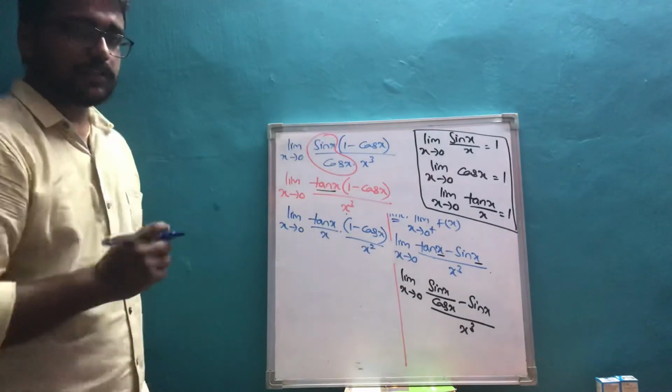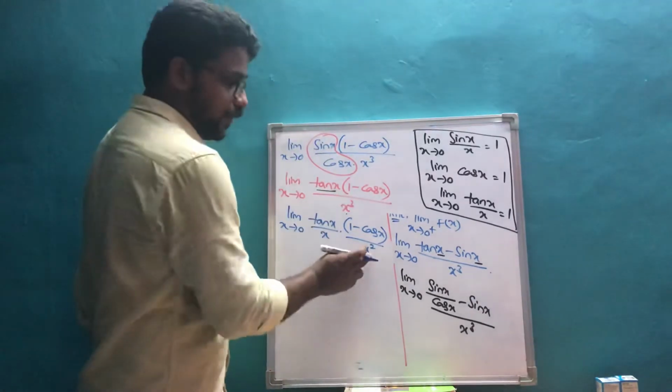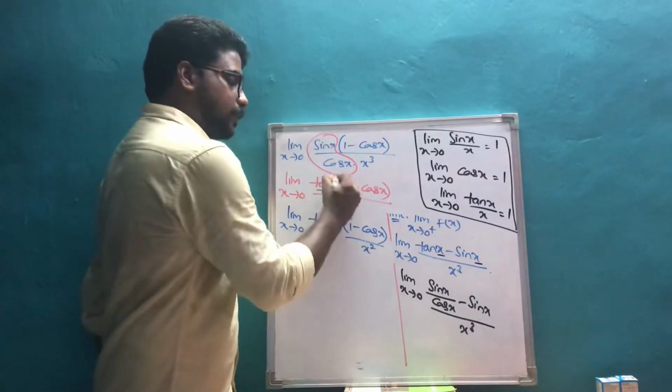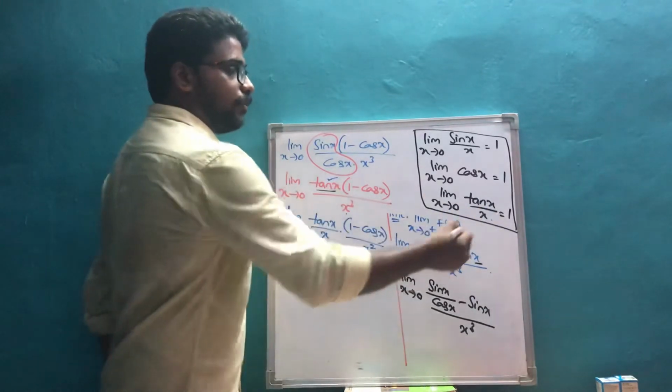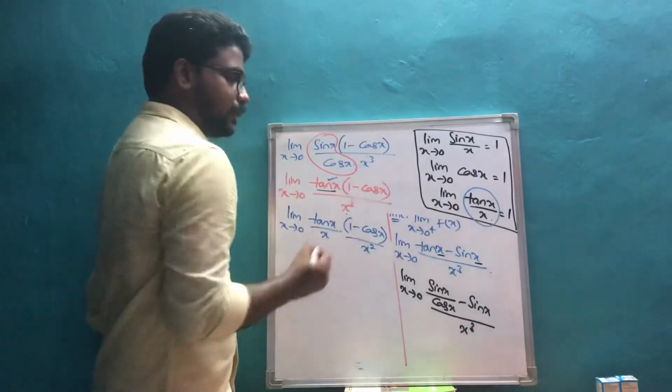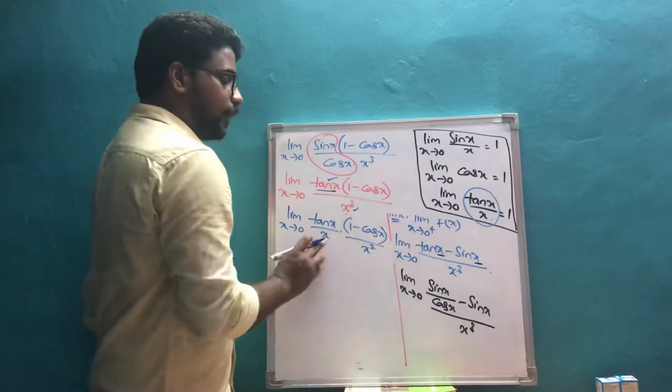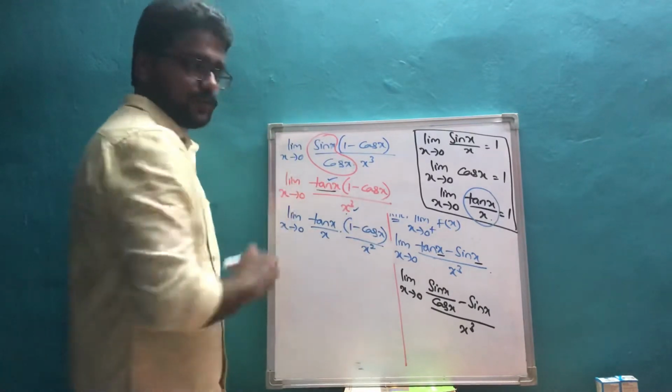Hope you understood the logic here. What made me write in this way? Because with respect to the tan function, if I want to use the formula, I should have tan x by x. So that's why from x cube I separated x and x square.